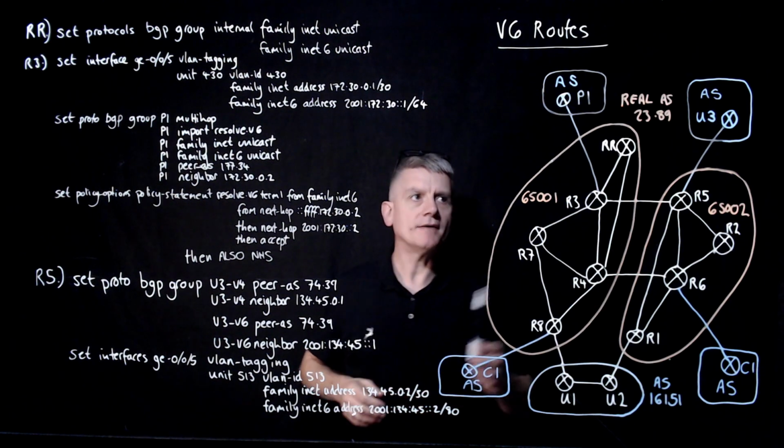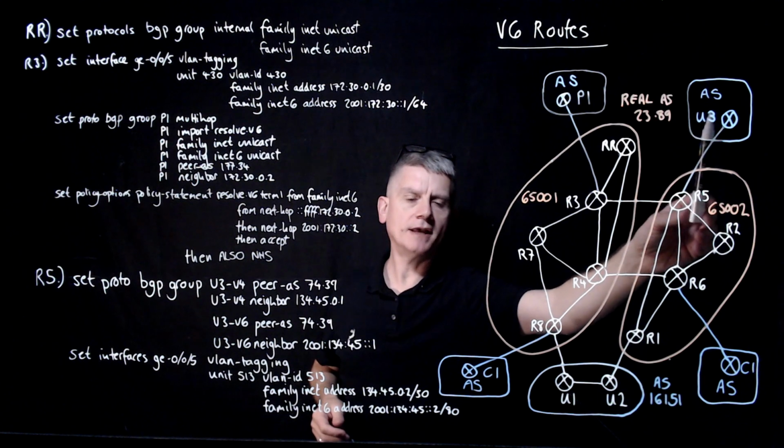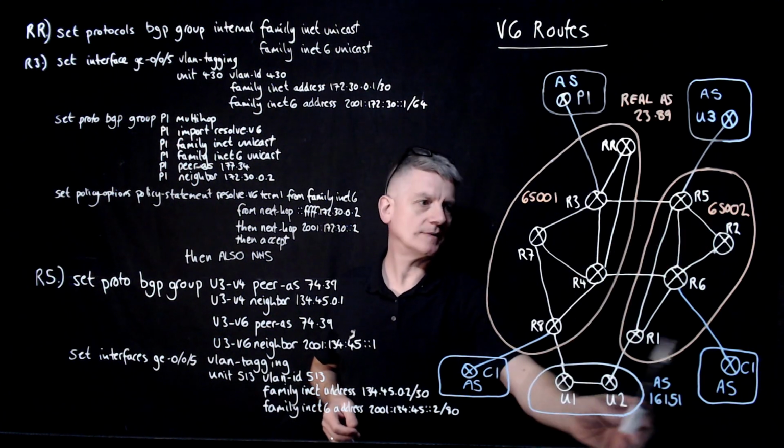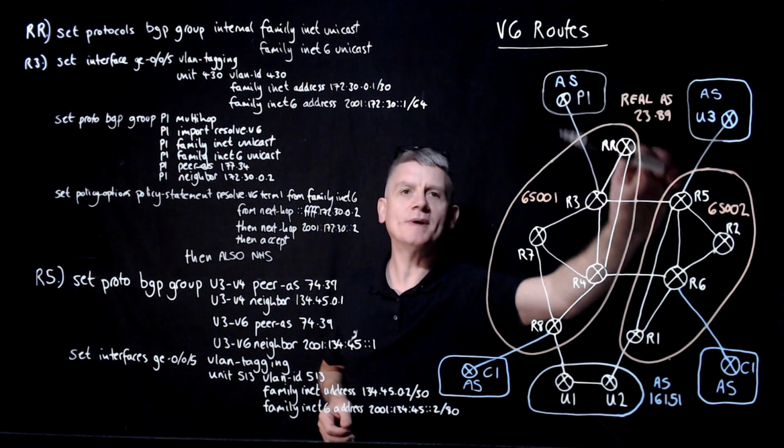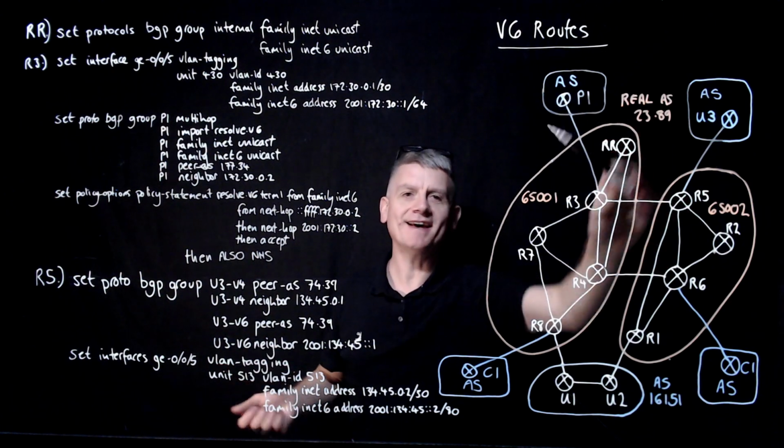So there we have it. We have two pairs on upstream 3. We're going to have two on C1. We're going to have the single BGP pair on peer 1.